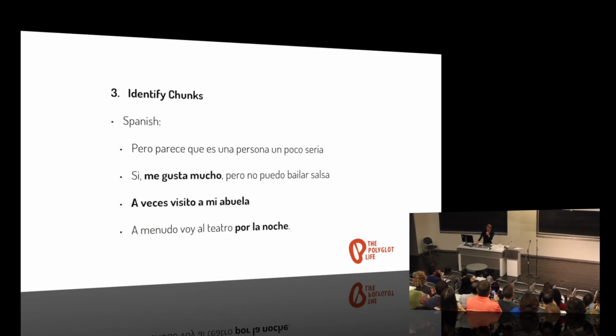Spanish. Pero parece que es una persona un poco seria, una persona un poco seria. Me gusta mucho, probably a very, very famous chunk. Everyone knows that one. A veces, sometimes, visito a mi abuela. The fact that you need to use this, there's no rule for that either. You just see it as a chunk, so I just learned this as a chunk, and then you won't do it wrong anymore if you learn this full phrase by heart.